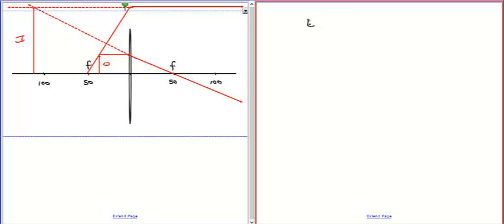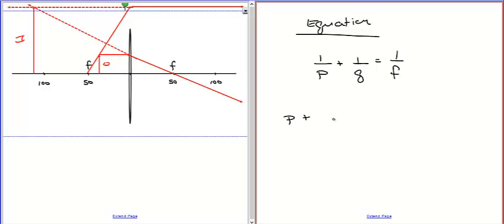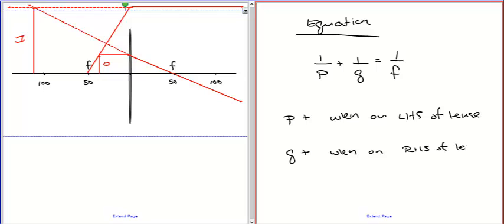Now the equation which predicts all this is 1/P + 1/Q = 1/F. It's the same as the equation for a mirror, except P is positive on the left-hand side of a lens, and Q is positive on the right-hand side of the lens.